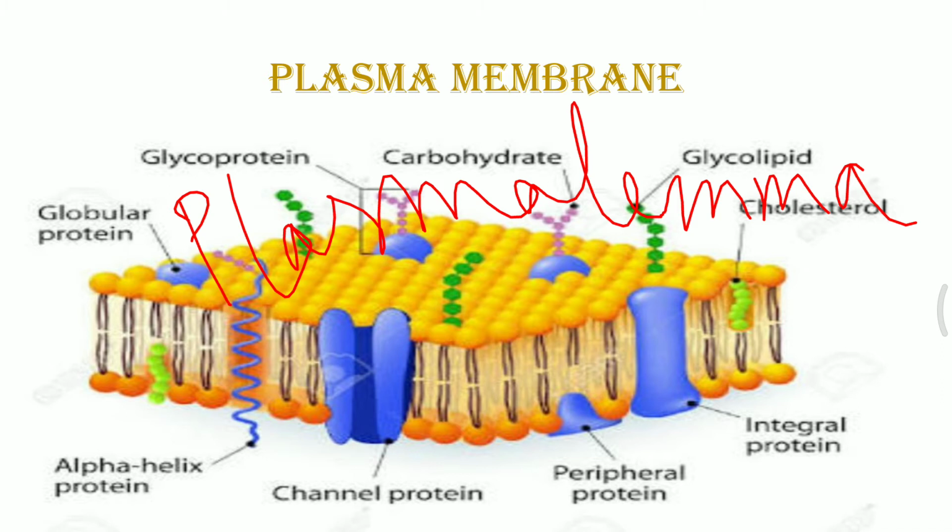What will happen to the cell? The cell will become flaccid. Similarly, this flaccid cell, when it is kept in a solution which is hypotonic or isotonic, then the reverse is going to happen. Endosmosis will result in the swelling or bursting of the cell.